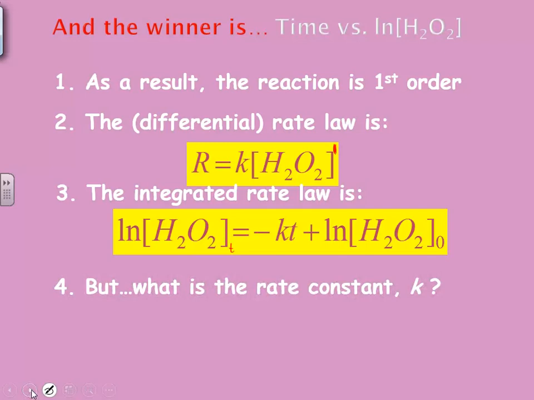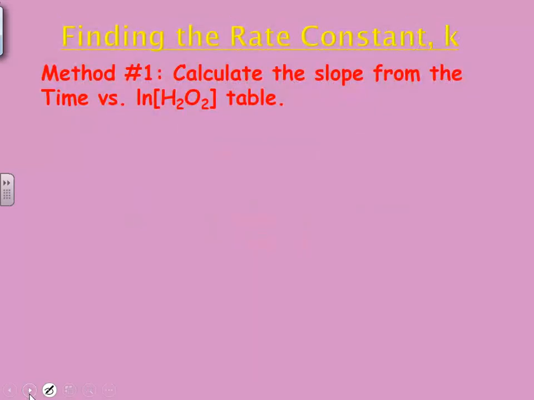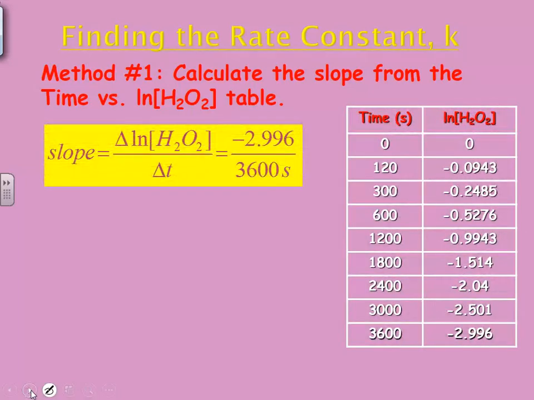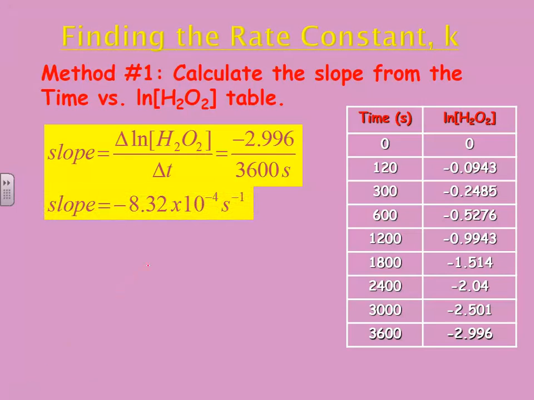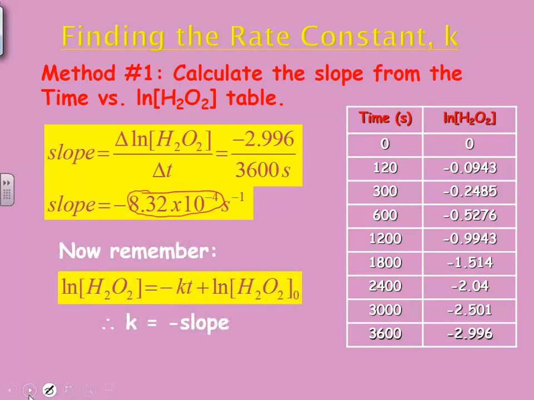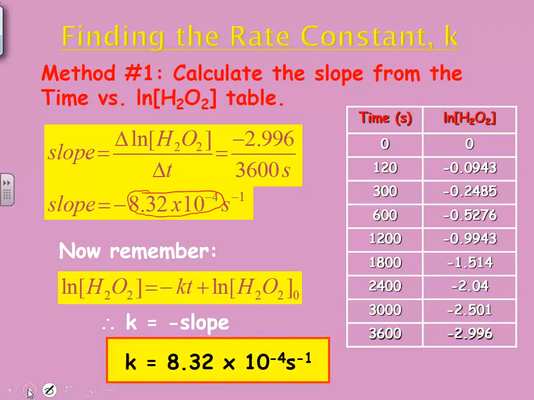And now, what about the rate constant? The rate constant is equal to the slope, and it's always a positive value. So the first method, you could calculate the slope from the time versus natural log of H2O2 table. And so we get our slope is negative 8.32 times 10 to the negative fourth inverse seconds. But remember, the constant is positive, so you take the positive value for that. It's just the slope that's negative. So k is equal to 8.32 times 10 to the negative fourth inverse seconds.